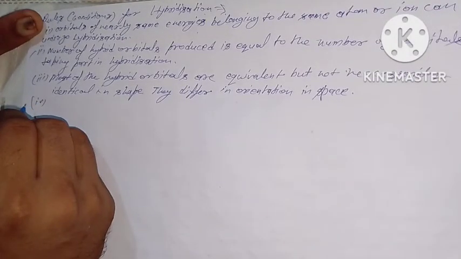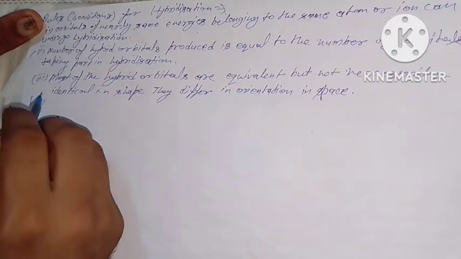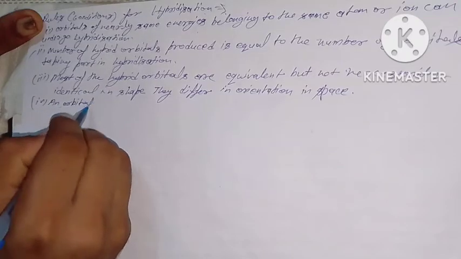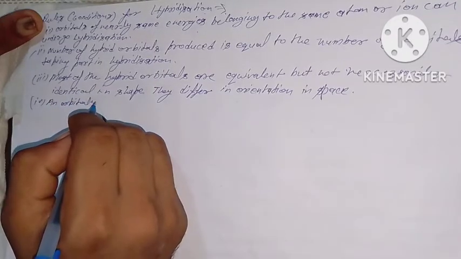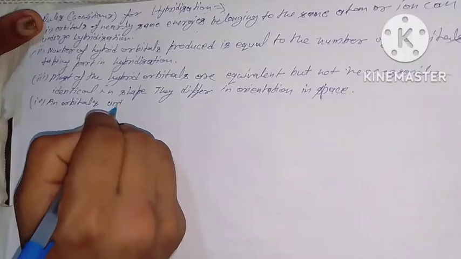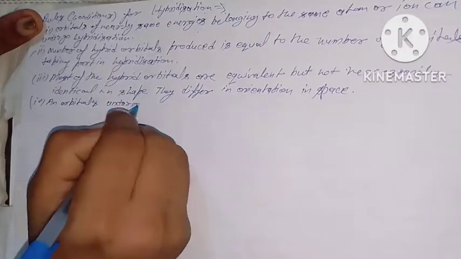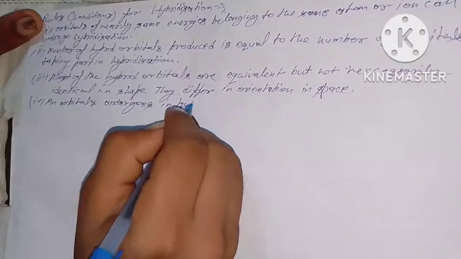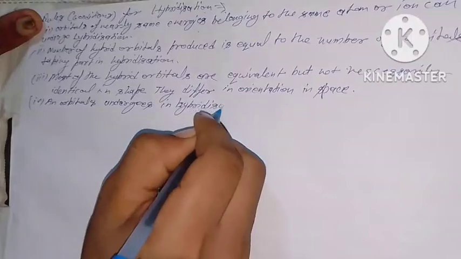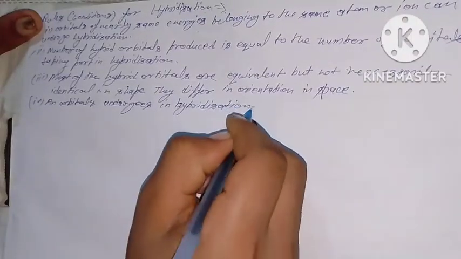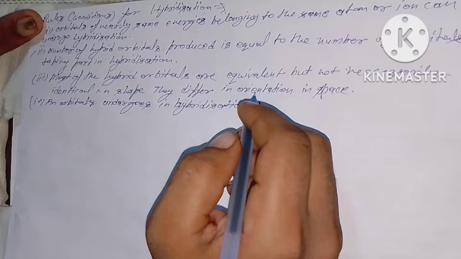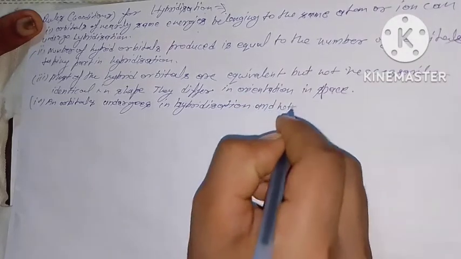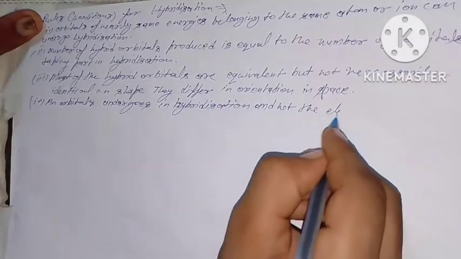Fourth point. Orbitals undergo hybridization and not the electrons. Okay.